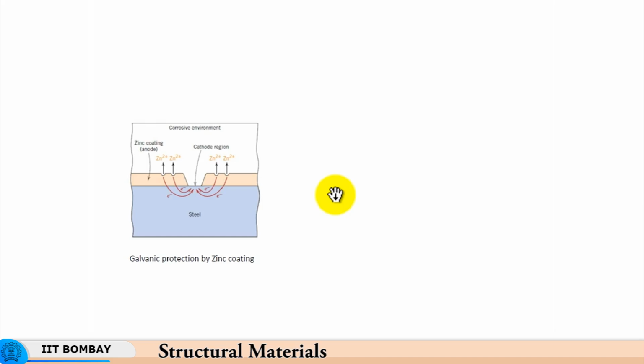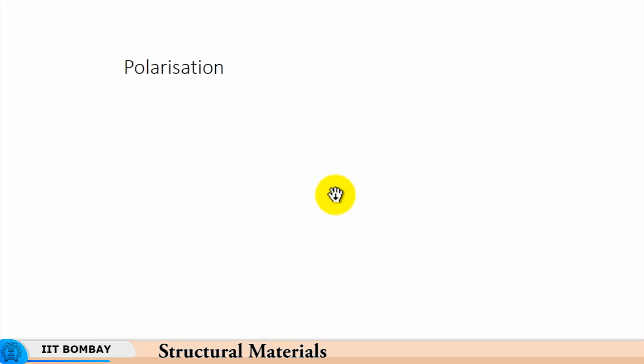Now, you have galvanic protection by zinc coating, and so here as you see, I was just telling you that if the anodic coating gets broken, then you have again the cathodic region which protects the metal.